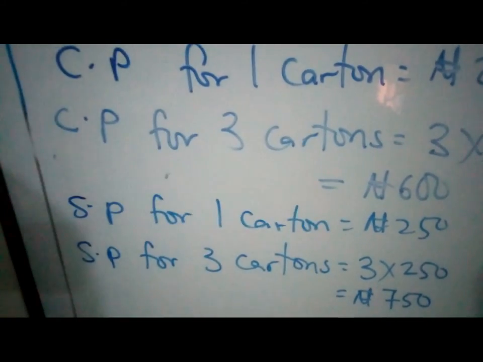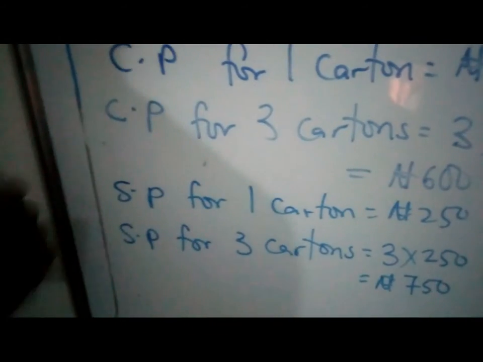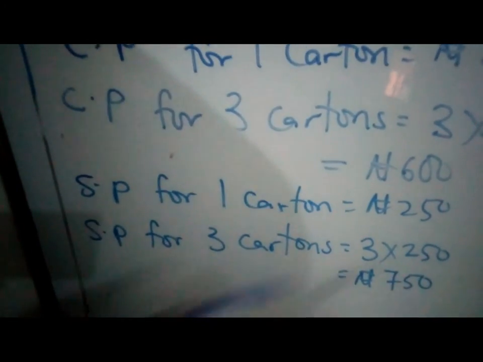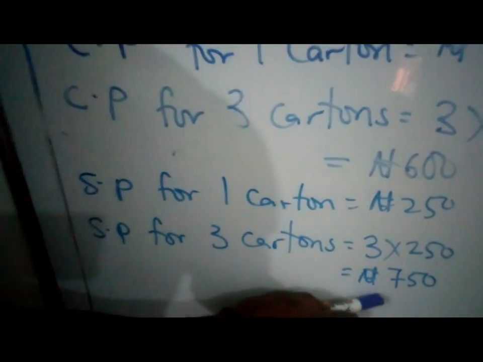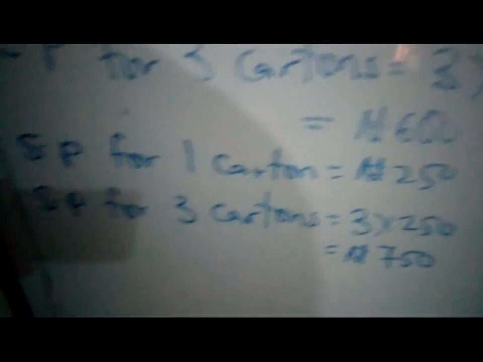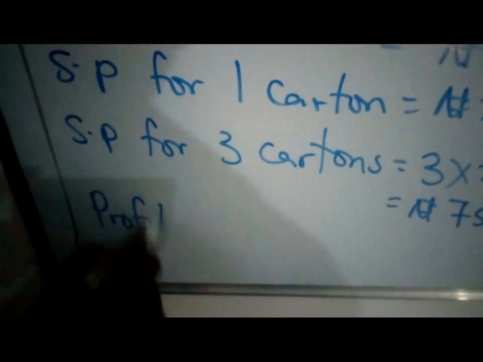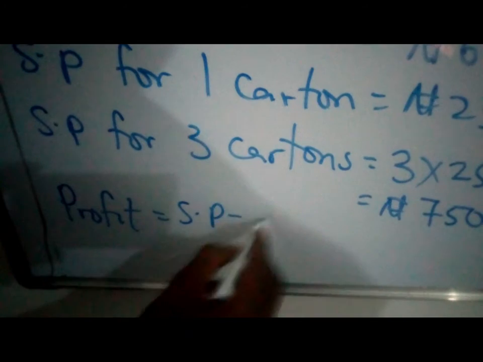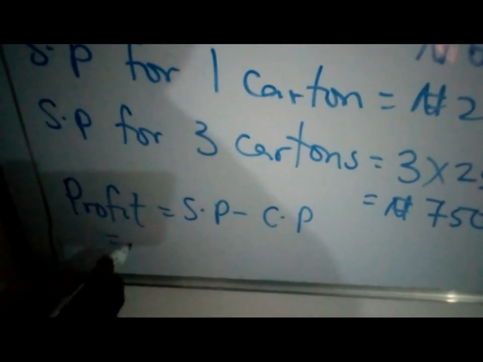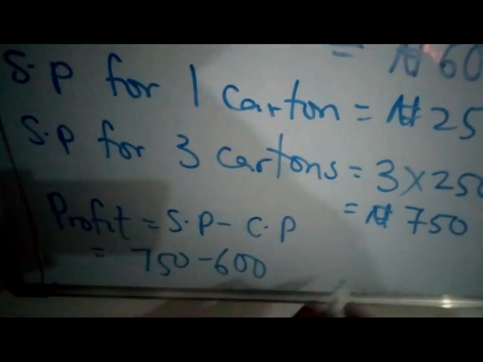So that gives you 750 naira. So we can see that our cost price now is 600 naira, and our selling price is 750 naira. So let's compare. Selling price is greater than cost price, so there is a profit. So we can confidently say profit is SP minus CP. So what would that give us? 750 minus 600, and our final answer is what?